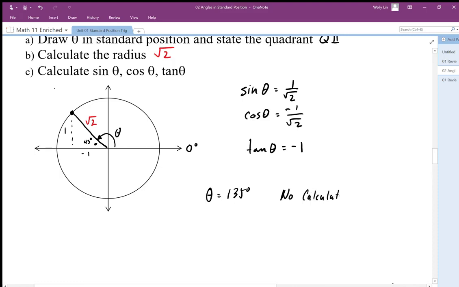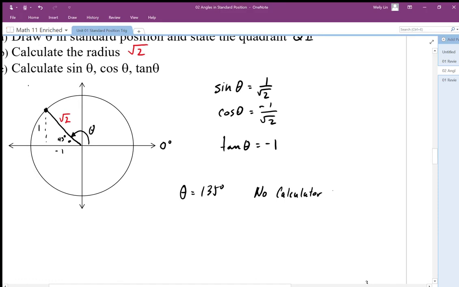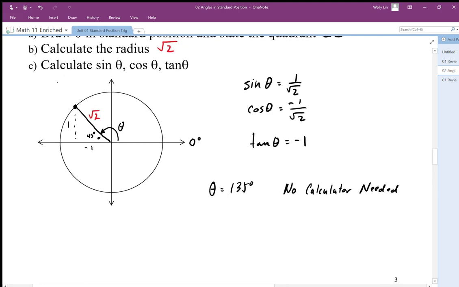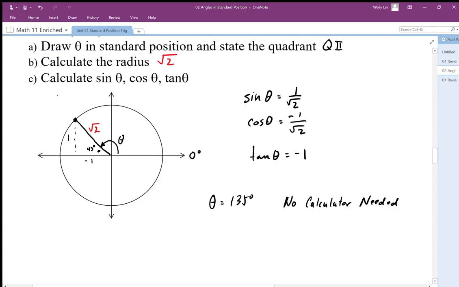And when we don't need to involve a calculator, we want to try to do it in that way. So there's no calculator needed here, and we'll get into this, but this is a special angle. We don't need a calculator here because this is an angle that has symmetry, and this is one of very few angles that we can do without a calculator.